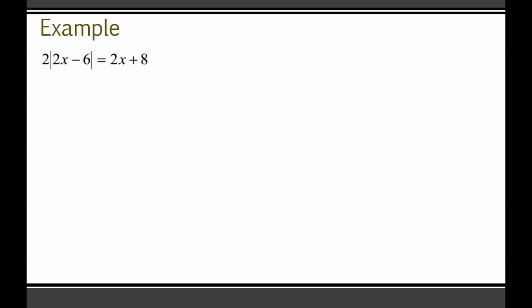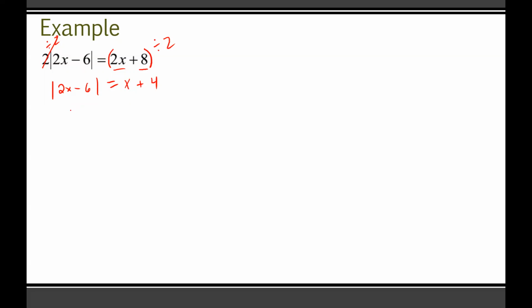First things first, as always, you got to get your absolute value all by itself. So let's divide by 2 on both sides. If we're dividing by 2 here, it just knocks this 2 out. But if we're dividing by 2 here, you have to keep in mind, you have to divide the whole side by 2. So that means you have to divide each of these pieces by 2. This is going to leave us with the absolute value of 2x minus 6 equals this all divided by 2, which is just going to be 1x plus 4.